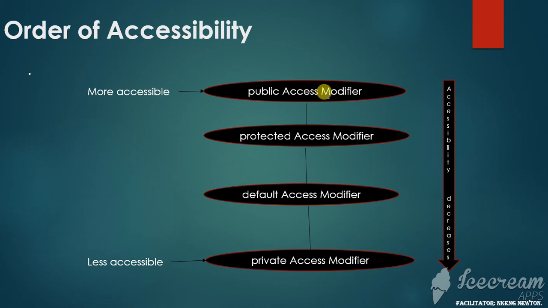So let's look at how inheritance works. It means that private members can never be inherited. Default members can be inherited if the subclass and the parent class are in the same package. Protected members can be inherited if the parent and the subclass are in the same package, or if the parent and the subclass are in different packages. Okay, so that is it. But for public, they can be inherited no matter where the parent and the subclass are located.